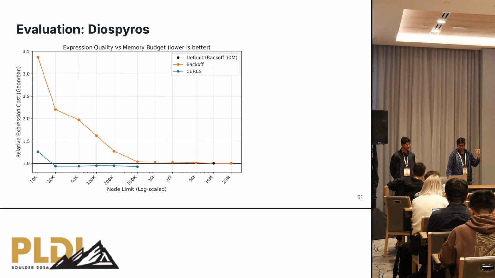On the other hand, CERES can match or even beat the baseline with just a 20K node limit. So CERES at 20K has effectively 60% lower cost than backoff at 20K, and it has similar geomean statistics as a 500K node limit for backoff.